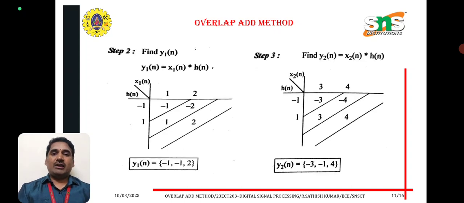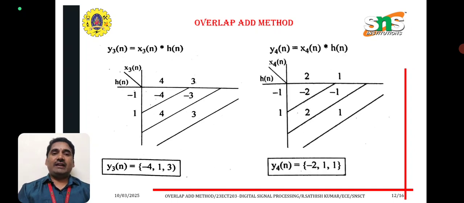Next we find y1 of n. x1 of n is 1, 2 and h of n is minus 1, 1. By using the tabulation method, we find the output sequence y1 of n is equal to minus 1, minus 1, 2. Next, y2 of n is equal to x2 of n convolved with h of n. x2 of n is 3, 4 and h of n is minus 1, 1. We multiply and then add, and we get y2 of n equal to minus 3, minus 1, 4. Similarly for y3 of n, x3 of n is 4, 3 and h of n is minus 1, 1. We multiply and add together, and we get y3 of n equal to minus 4, 1, 3.